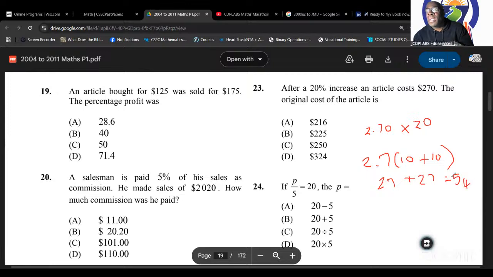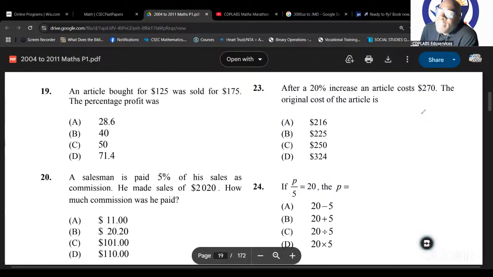$54 would be the 20% increase. But they want to find the original cost of the article, so we can't use this strategy. That's not going to work, so that would not be the answer. Let us get rid of that. They want to know the original cost of the article.